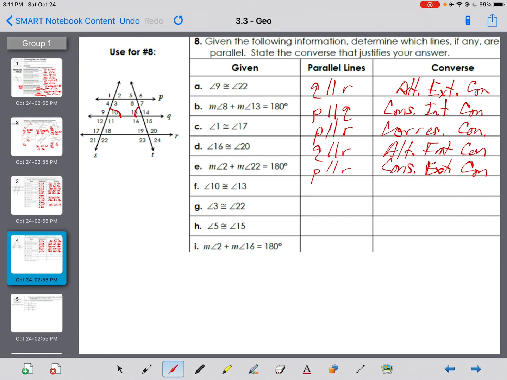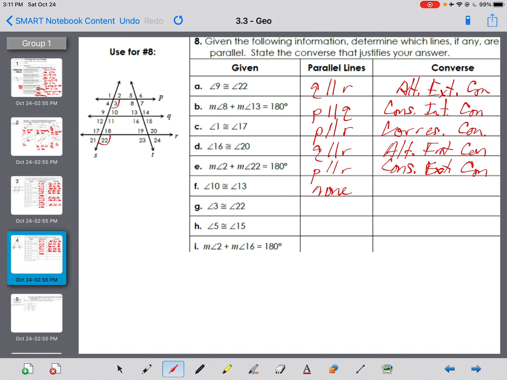10 and 13. 10's here, 13's there. And it says they're congruent. These two lines being cut by that. Consecutive things being congruent is nothing. That actually doesn't help out at all. So that's going to be a none. Plus, they don't even look parallel.